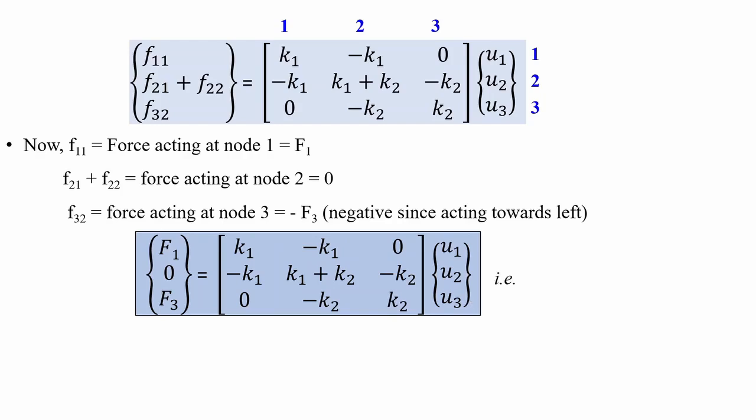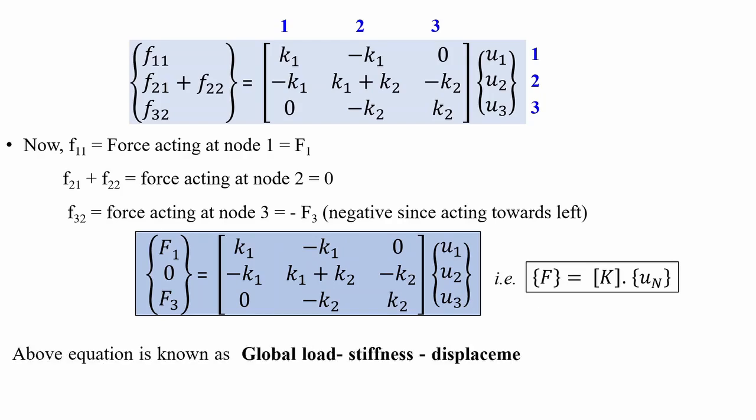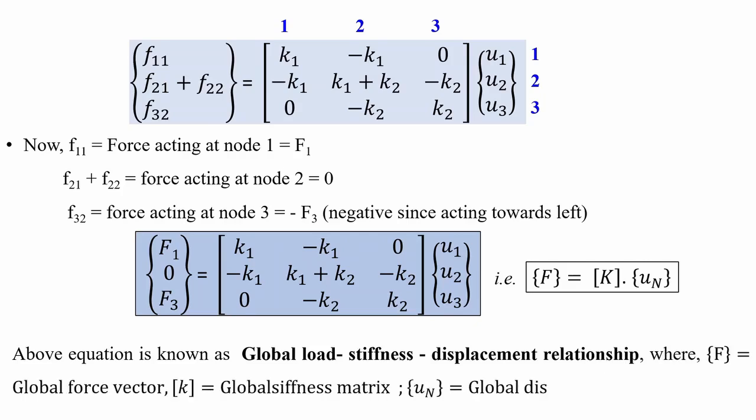So in short, we can write the matrix of F equal to the matrix of K into the displacement matrix. This equation is known as the global load stiffness displacement relationship, or in short, the global relationship, where F stands for the global force vector, K stands for the global stiffness matrix, and U stands for the global displacement matrix.